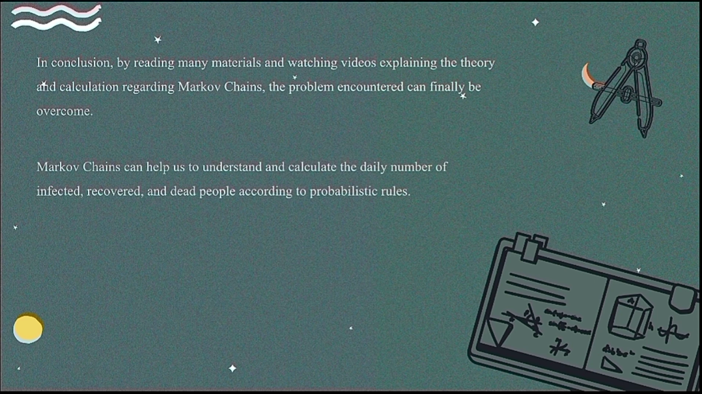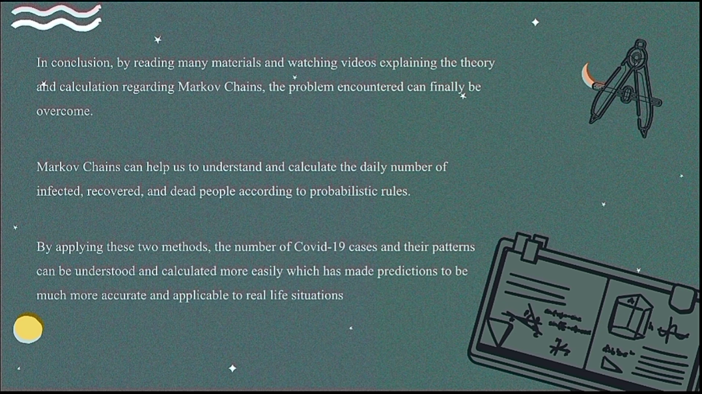Markov chains can help us to understand and calculate the daily number of infected, recovered, and dead people according to probabilistic rules. By applying these two methods, the number of COVID-19 cases and their patterns can be understood and calculated more easily, which has made predictions much more accurate and applicable to real-life situations.